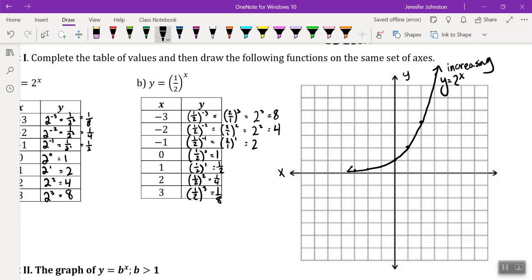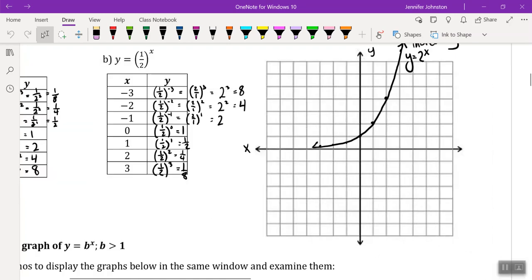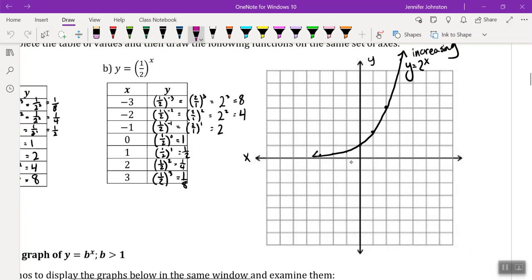I'm going to graph this next one using a different color. All right, so again, we start at -3. At -3, we're up 8. 1, 2, 3. Over 2, we're at 4. 1, 2, 3, 4. So it looks like it's almost like the reverse. Okay, let's go ahead and draw this nice curve.